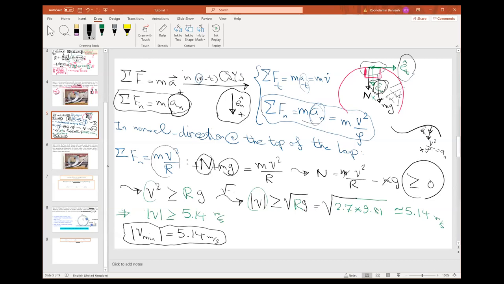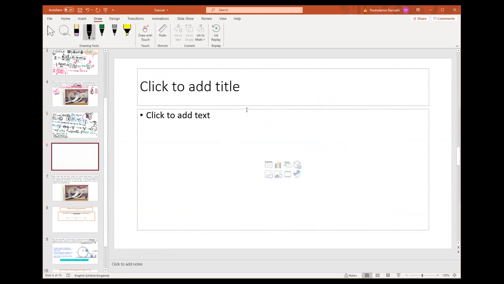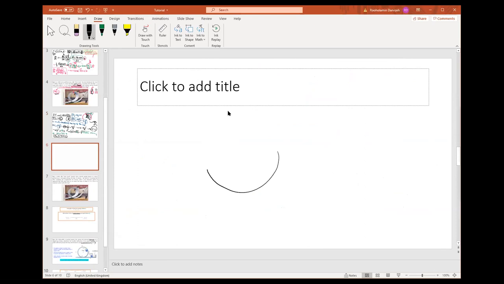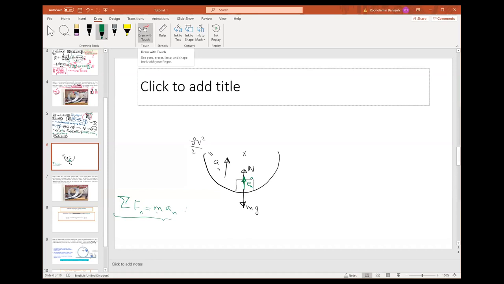For example, this is not part of the problem, but if the question asks to calculate N at the bottom of the loop, here you have N upward and mg downward. A n is towards the center of curvature, which equals v squared over rho. What's the direction of e hat n? Is this one, yes. Now for this one, again, I just write it down as it is, because it's a general form. I cannot put plus minus. Can you help me write down, is mg plus or minus? Mg is negative. Plus or minus? Minus.